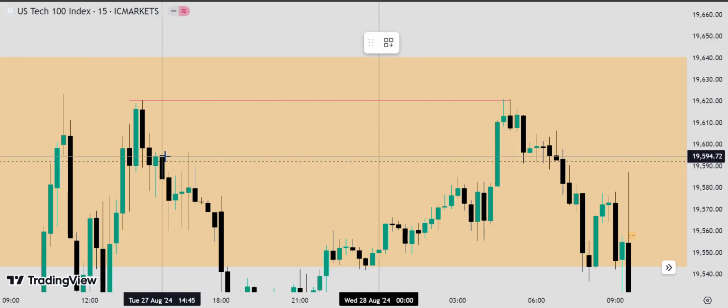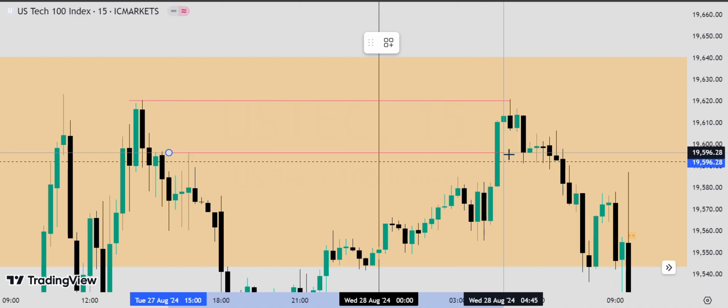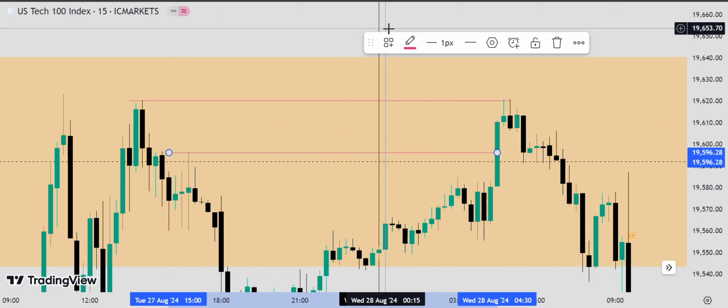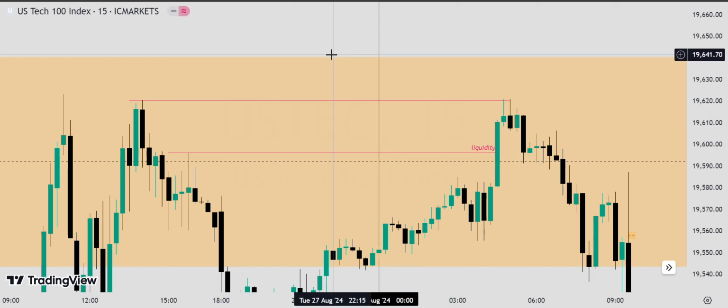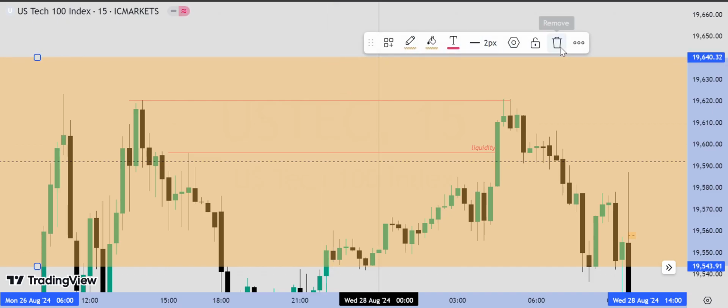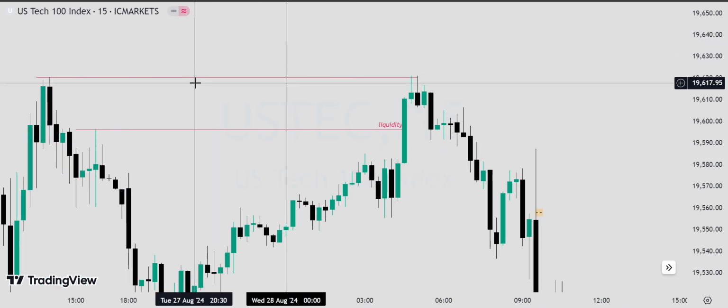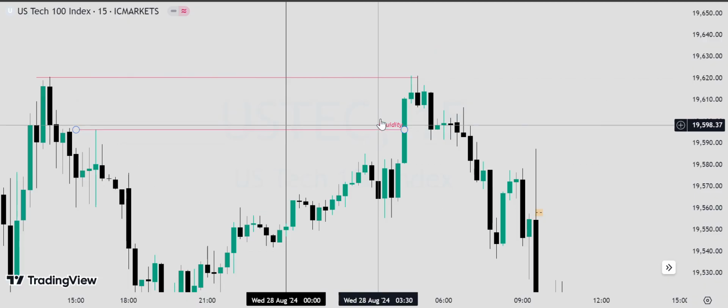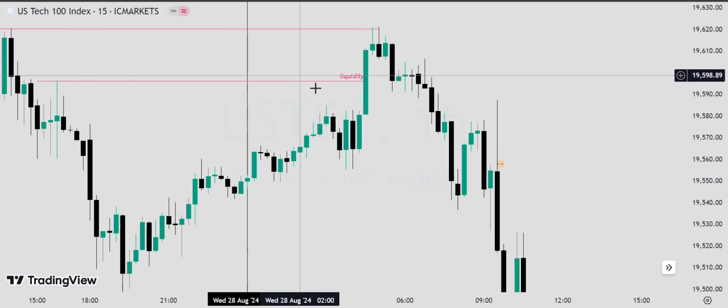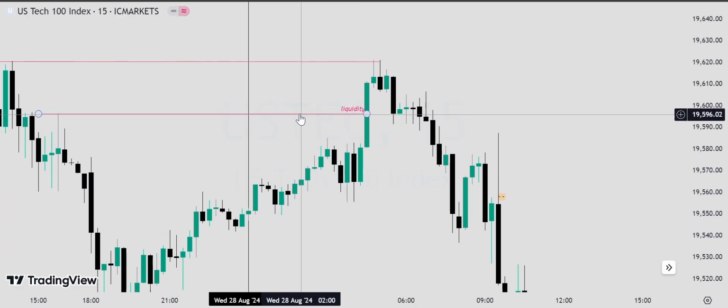There is this liquidity also. There is also this liquidity. There was also that liquidity. There was also that liquidity. We can take out this high time frame fairly well. So there was this liquidity. There was also that one. All of them taken. So what do we expect when a liquidity is taken in the market?